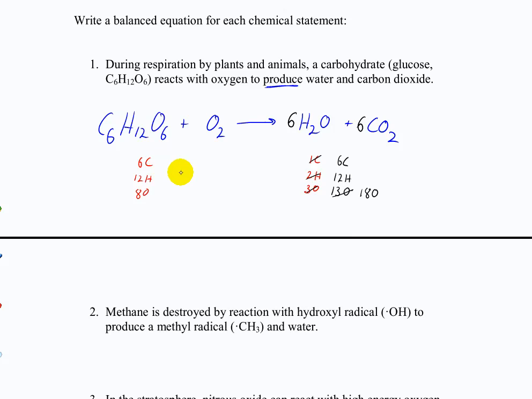So how do we change this one on the left to get more oxygen? Right, okay. So we're going to put a 6 here. Now we've got 6 from these oxygen, 12 here. So now that's 18 oxygen. Now everything works out.